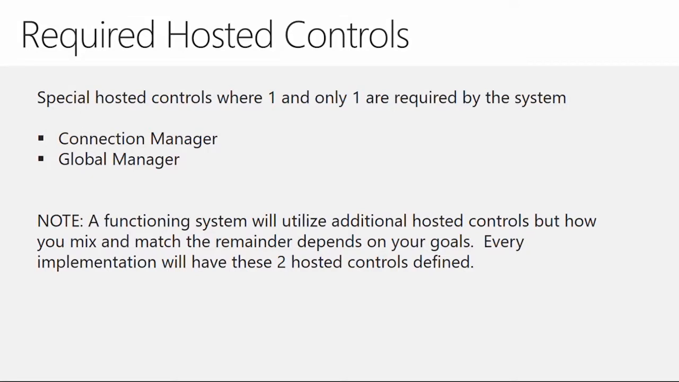First and foremost, there are two hosted control types that every USD deployment has to have, and they're critical from a couple of different perspectives. The big thing to remember is you can only have one of each of these. They are called Connection Manager and Global Manager, and each one has to exist in a USD deployment. The reason is that these are going to handle some of your connection situations, and they control how different elements interface with the application itself.